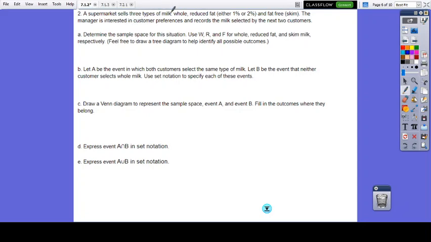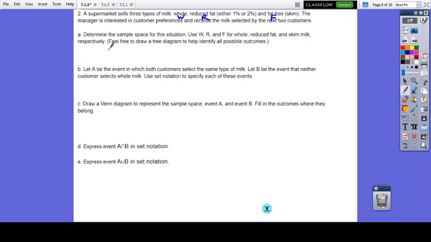A supermarket sells 3 types of milk: whole, reduced fat, and fat-free. So I'm going to call my whole milk W, my reduced fat R, and my fat-free F, just to refer to those and write them a little bit quicker. The manager is interested in customers' preference and records the milk selected by the next 2 customers. Okay, so determine the sample space for this situation. Use W, R, and F for whole, reduced fat, and skim milk.